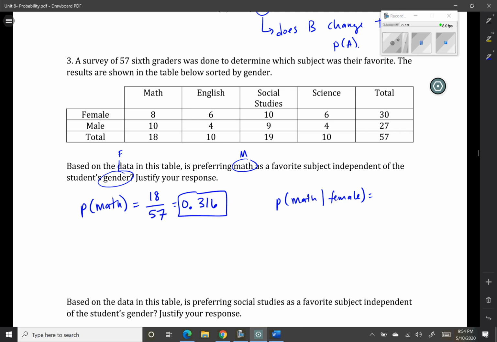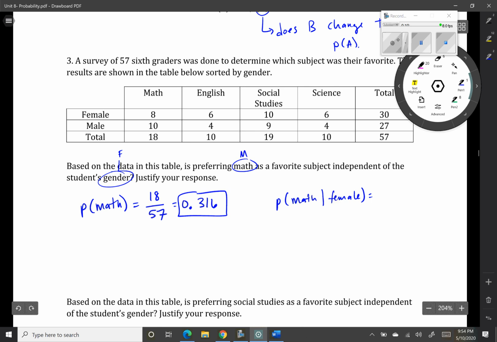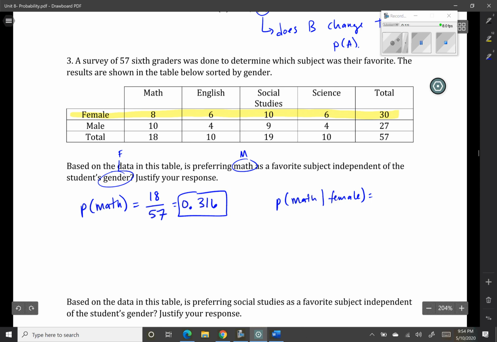The probability of liking math given female, well, that's going to interest us in just one section of this table. So let's take a look at our highlighter here. Last time I used it, it was way too dark, so let's change it here. So let's just highlight the females. We're only talking about this yellow section. So out of those females, we're only talking about a certain section.